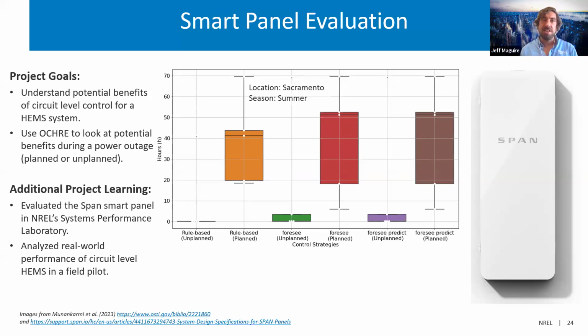We had our first ones in Colorado earlier this year, where we had a high wind event and Xcel powered down quite a lot of homes in the Denver metro area. You're seeing this in California as well. But then there's also a lot of unplanned outages for a whole bunch of other reasons. So along with these OCHRE simulations, we evaluated the SPAN smart panel in NREL's SPL, System Performance Laboratory, and we did a field pilot of deploying 4C on a real SPAN panel in someone's home.